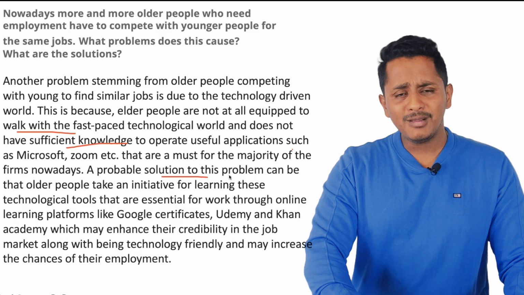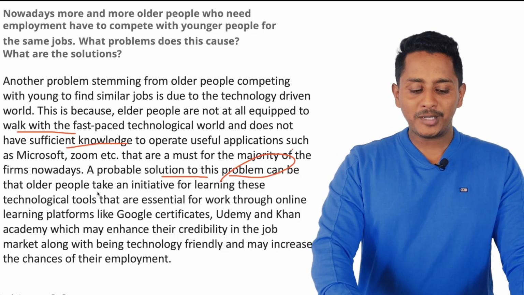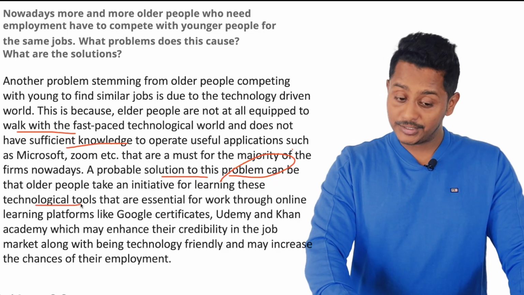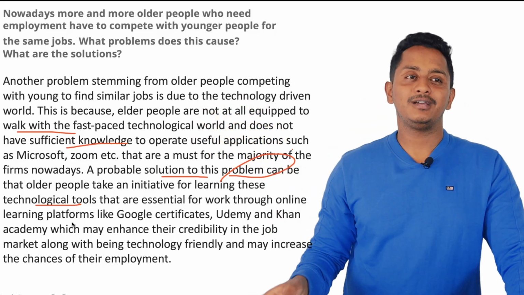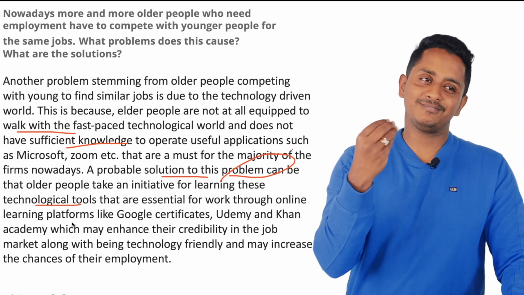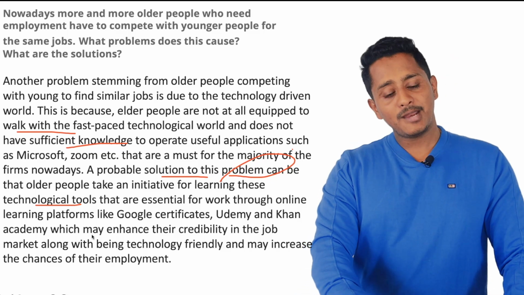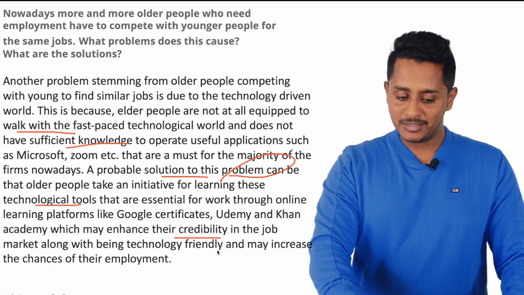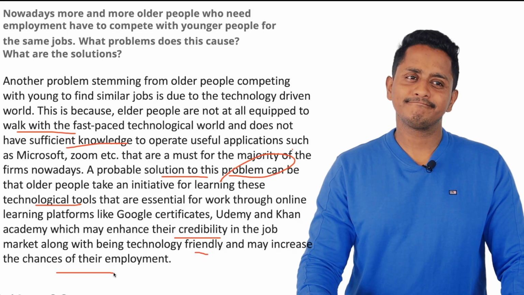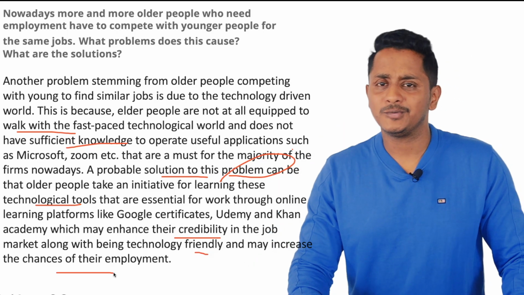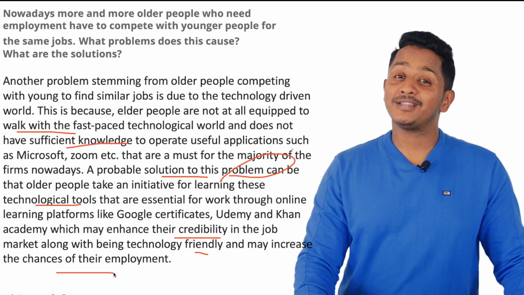What is the problem? Must for the majority of the firm nowadays. Probable solution to this problem. Problem only is not explained. The cause behind the problem is explained. Can be that older people take the initiative for learning these technological tools that are essential for work through online learning platforms. Idea is all excellent. Solution part. Problem is not written because the person has misinterpreted the problem to writing the causes. Google certificates, Udemy, Khan Academy, which may enhance their credibility in the job market along with being technologically friendly and may increase the chances. Solution is nicely written, correct? They can definitely update themselves with all those things. Problem only is not written, so only half of it is addressed. This will be 5.5 or 6, so not more than that.